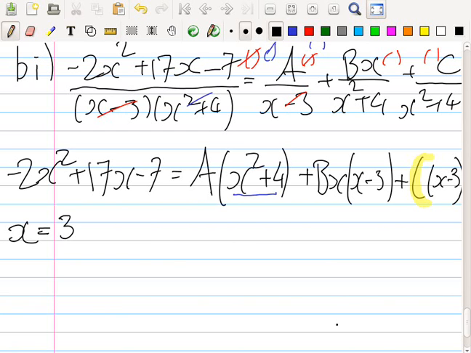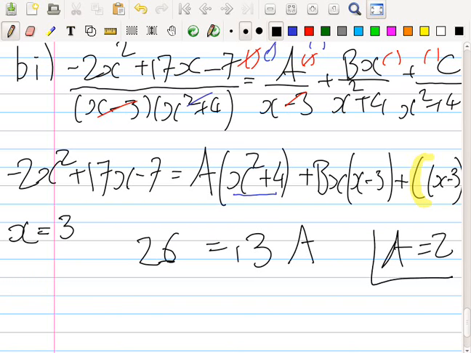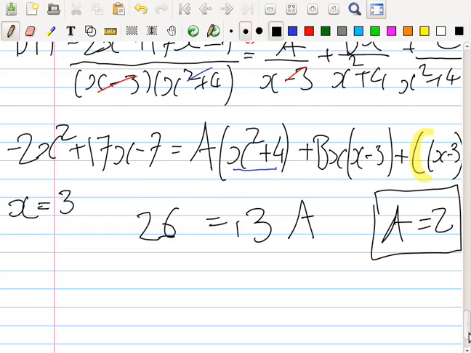I'll get on the left 26. On the right, these are gone. Yeah, that's gone, that's gone. 3 squared is 9. 9 plus 4 is 13. So what does a equal? 2. Now, what would be a good value to put next?